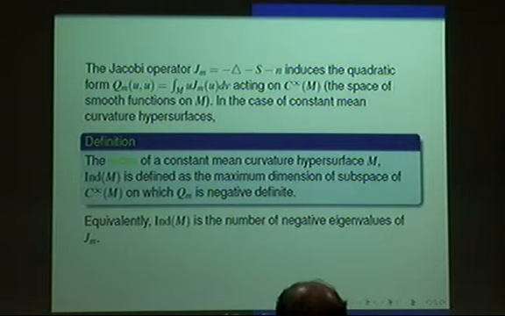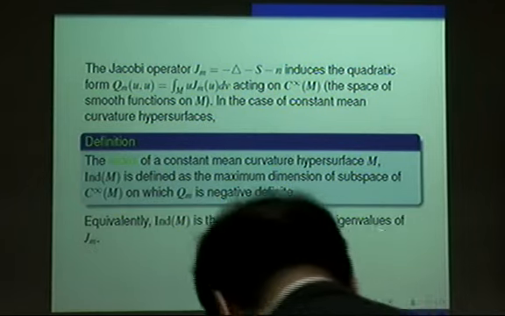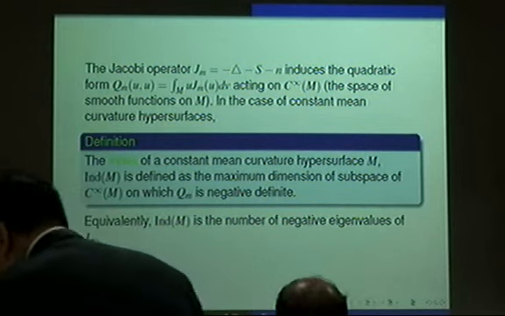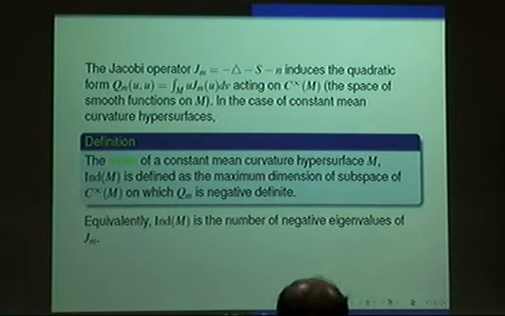So if we want to compute the index of hypersurfaces, we only need to compute the negative eigenvalues of this Jacobi operator. If we want to estimate the eigenvalue of the Jacobi operator, we can use the min-max principle to give an estimate. So this is the definition.